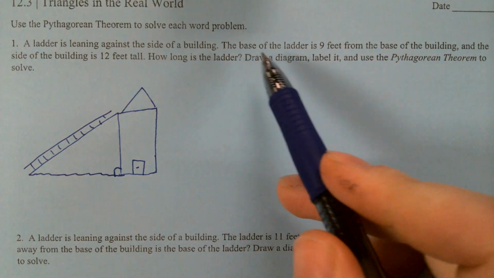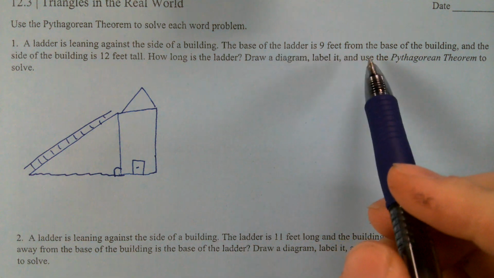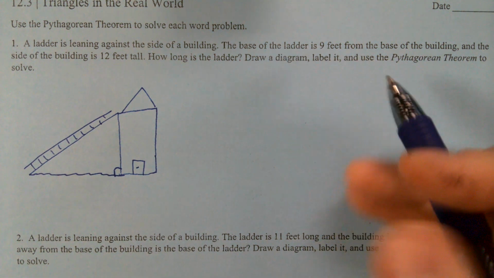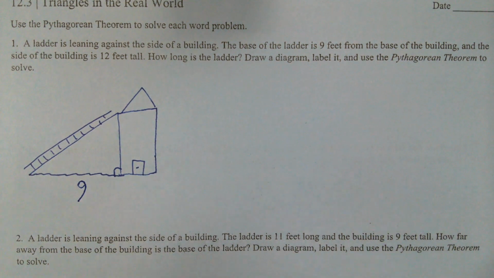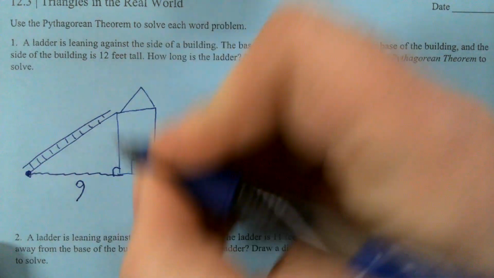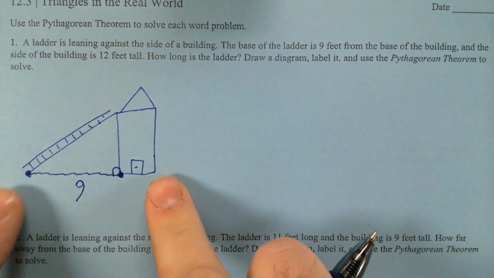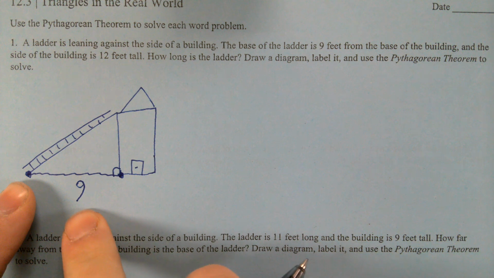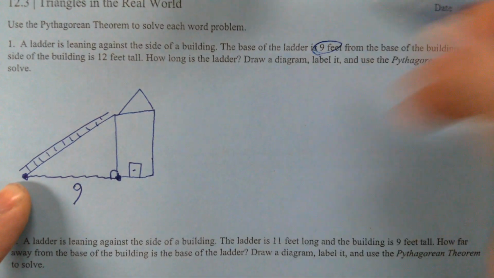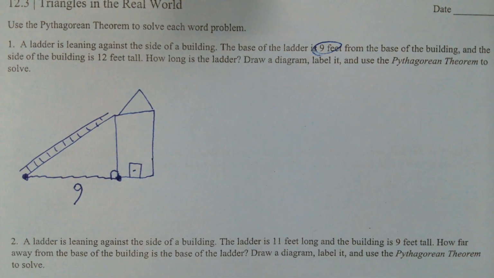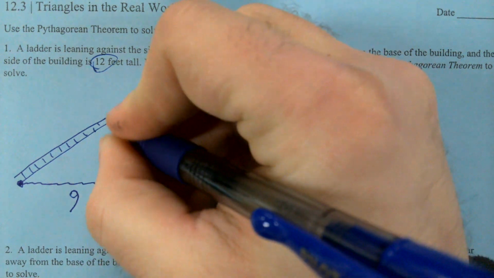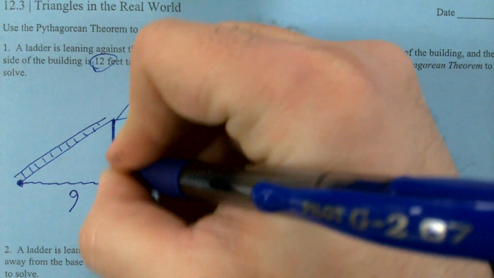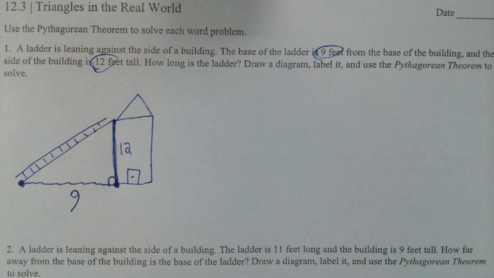So it says the base of the ladder is 9 feet from the base of the building. That's going to be this measurement right here. Okay, here's the base of the ladder, here's the base of the building. The distance between those 2 points is 9. That's my first piece of information. The side of the building is 12 feet tall. That's my second piece of information. That's going to be this measurement right here, this side of the building being 12 feet tall.